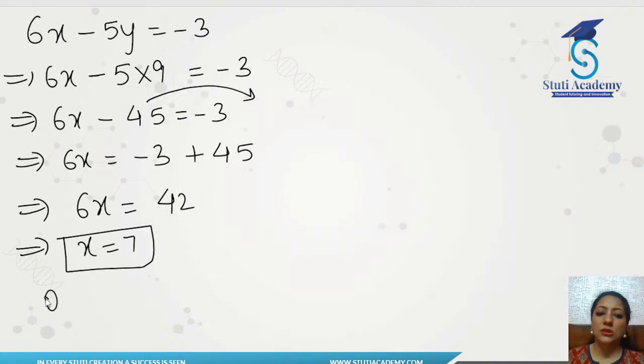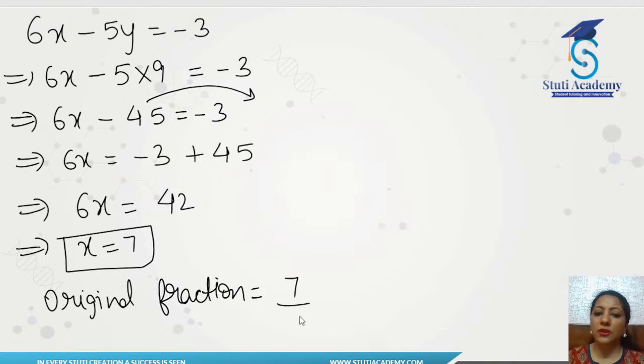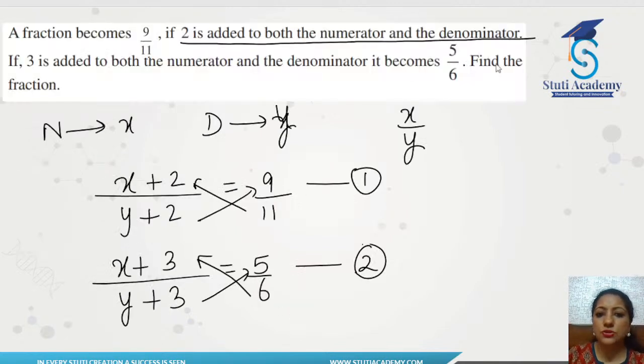So we have the original fraction as x upon y, that is actually 7 upon 9. So in the question we were asked to solve for the original fraction, that is 7 upon 9.